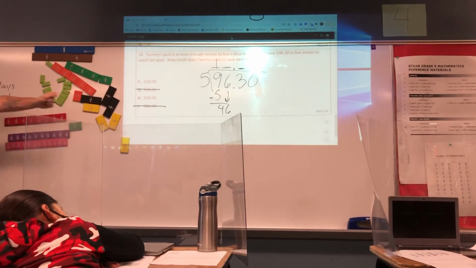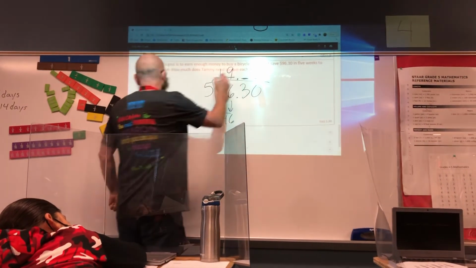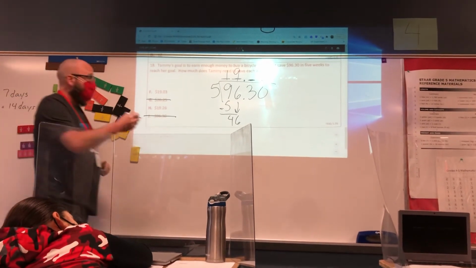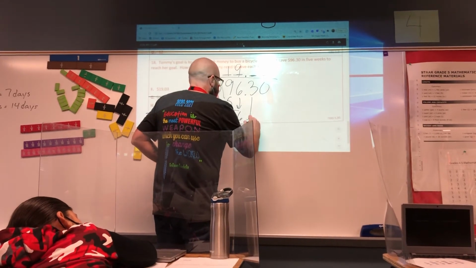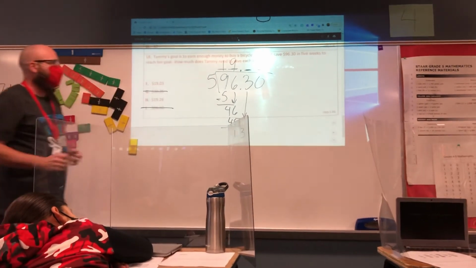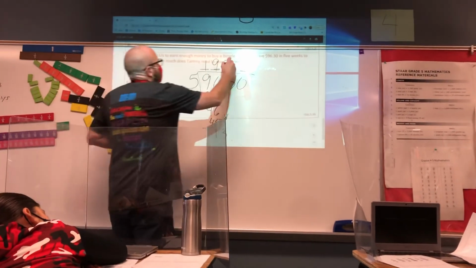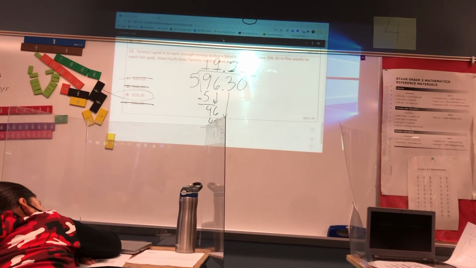How many times does 5 go into 46? 9. That does not eliminate any answers because these both have a 9 in the ones place. And 9 times 5 is 45. I subtract. I get 1. I bring down the 3. How many times does 5 go into 13? 2. And that eliminates this answer. I don't even have to finish. I know it's got to be that answer.